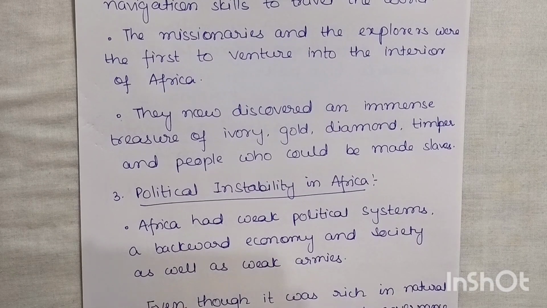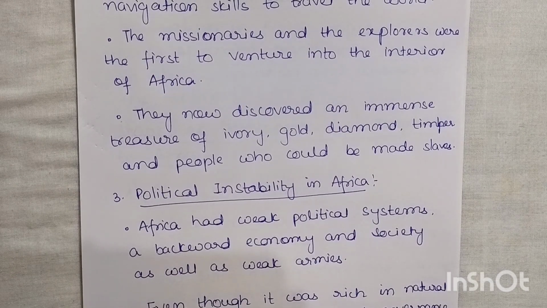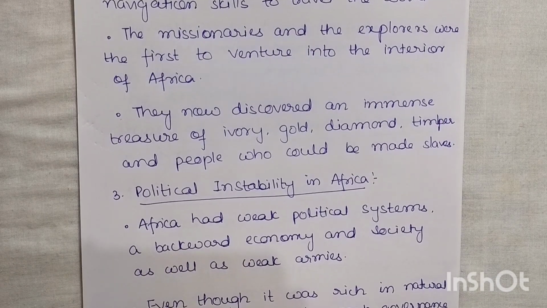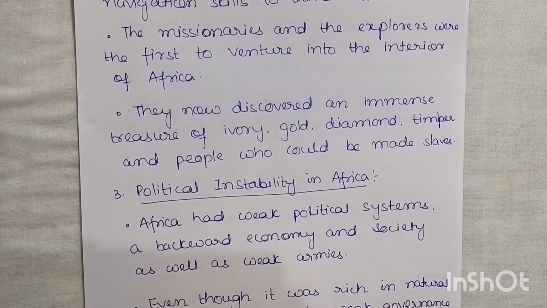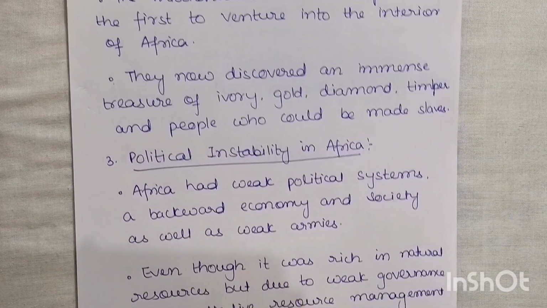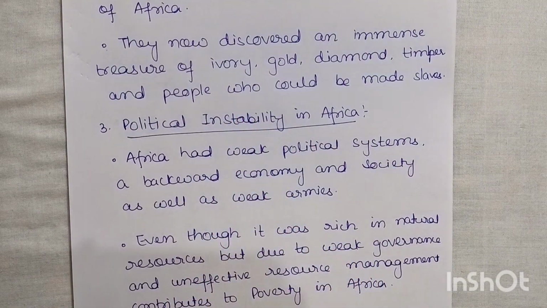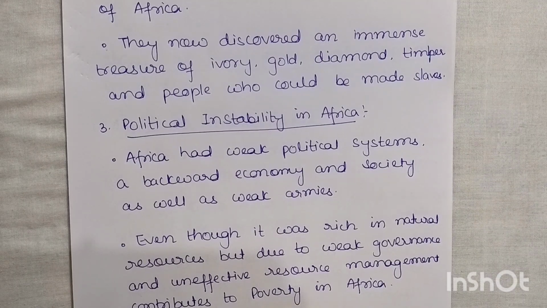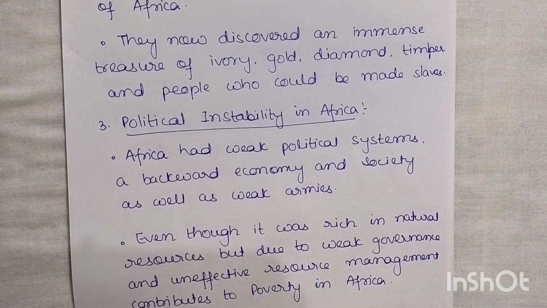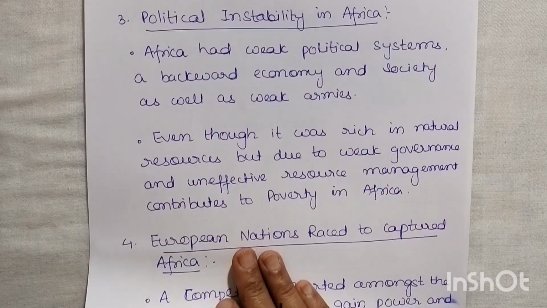They now discovered an immense treasure of ivory, gold, diamond, timber, and people who could be made slaves. So now what happened? These European people came to know that Africa has rich natural resources. They found a treasure, which means a very vast amount of things. Natural resources are there, that is ivory, gold, diamond, and timber. And not only this, they also understood that since Africa was a very weak country, also politically weak, they could make slaves also. Okay, so the slave system was also going on. In this way, the people discovered Africa.